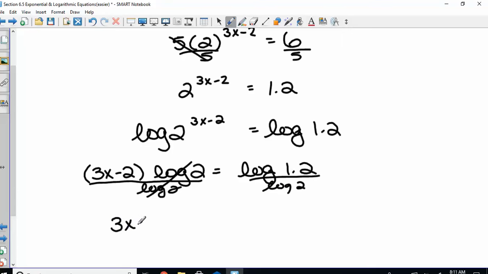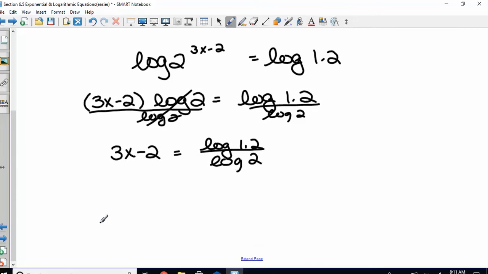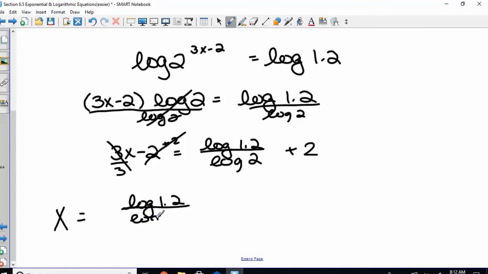So we have 3x minus 2 equals log of 1.2 over log 2. Then what should we do? And then divide by 3. So we get log of 1.2 over log of 2 plus 2, all divided by 3.